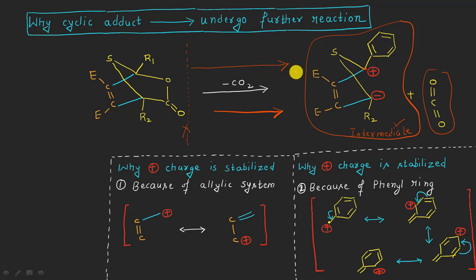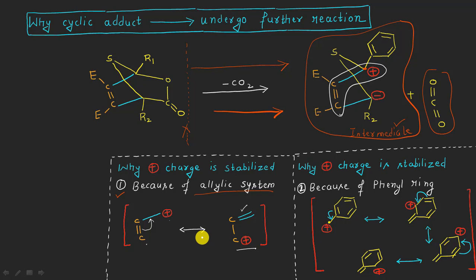So let us see why this positive charge is stabilized. There are basically two reasons for this. The first one is because of the presence of an allylic system here, right? So here you can see the presence of an allylic type of system. It consists of 3 carbon atoms with 1 double bond and a positive charge on the terminal carbon atom, right? So actually this can show resonance in this way here, giving a double bond, and the positive charge will shift to this carbon atom like this, okay?